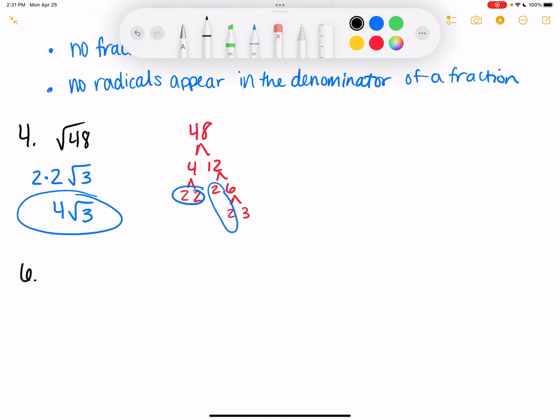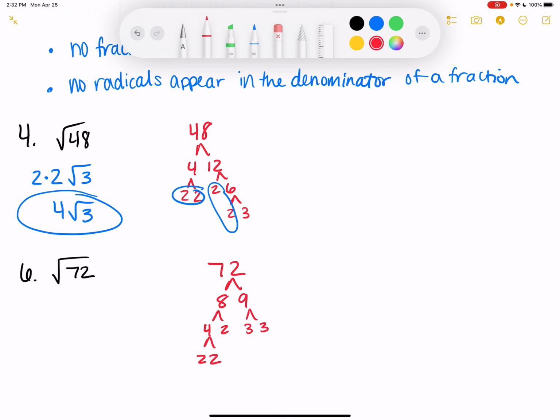Don't worry about it. All right, number 6, the square root of 72. Is 72 a perfect square? No. So I want to break it up. What can I break it up into? 8 and 9. What can I break 8 up into? 4 and 2. And 4 breaks up into 2 and 2. Then 9 breaks up into 3 and 3.